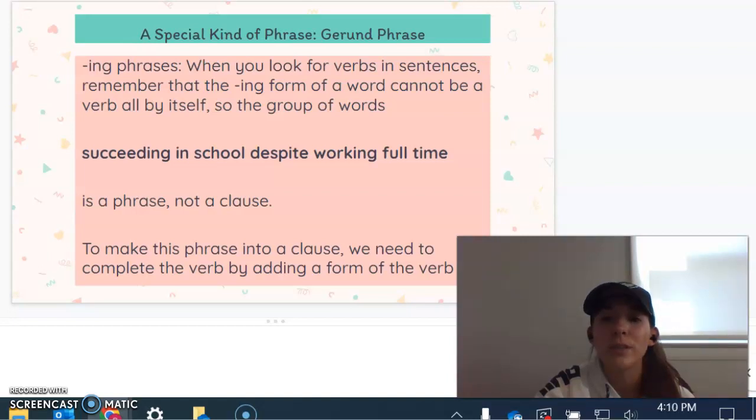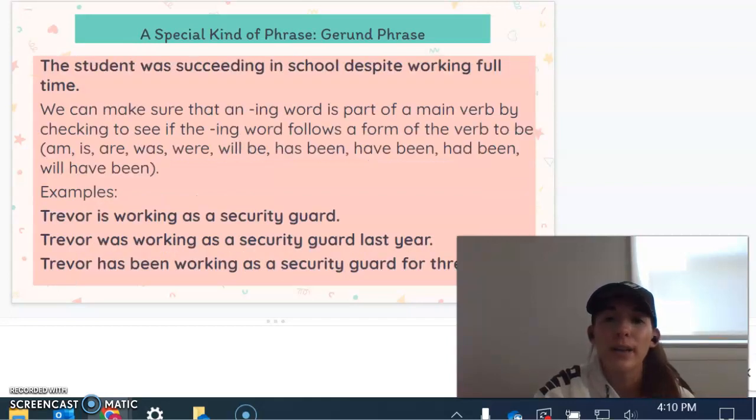So we're going to look at this example. Succeeding in school despite working full time is a phrase and not a clause. To make this phrase into a clause, we need to complete the verb by adding a form of the verb be. So if we were going to fix that, the phrase that we saw on the previous slide, we were going to change it to the student was succeeding in school despite working full time.